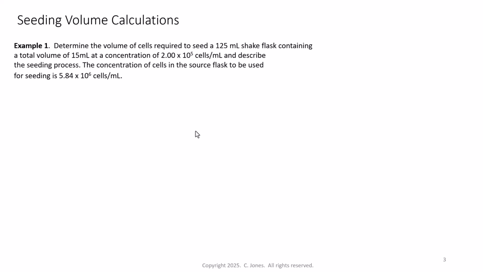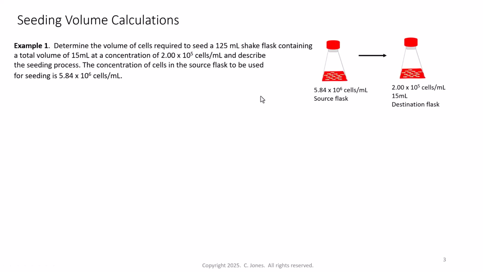Okay, so as always, I like to just diagram out what it is we're doing. So I just draw a quick little picture here. We have 5.84 times 10 to the 6th cells per ml, and this is our source flask. We have 2.00 times 10 to the 5th cells per ml, and we want that to be in a 15 ml volume. And so this is our destination flask. So this is indeed a C1V1 equals C2V2 problem. So we'll start by identifying C1, C2, V2, and proceed from there.